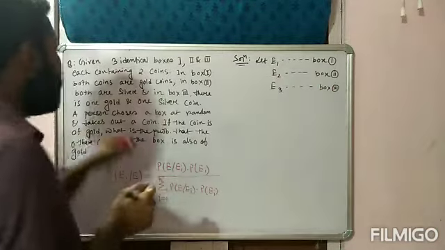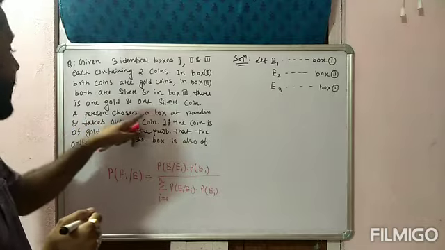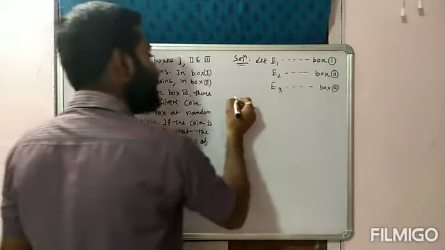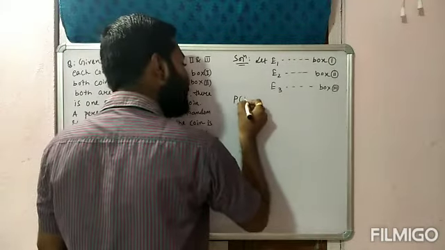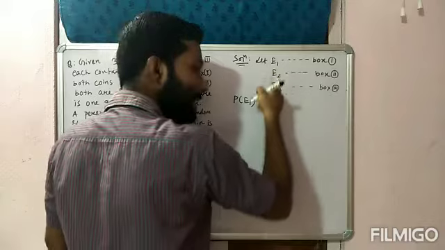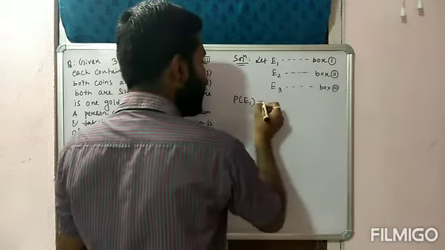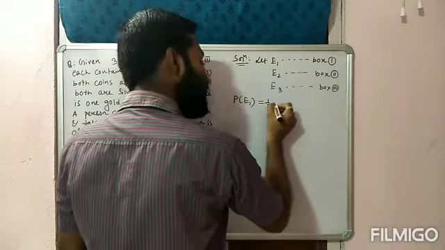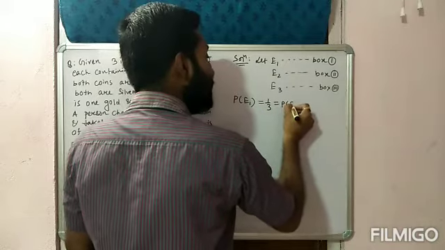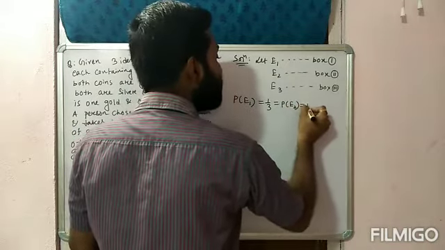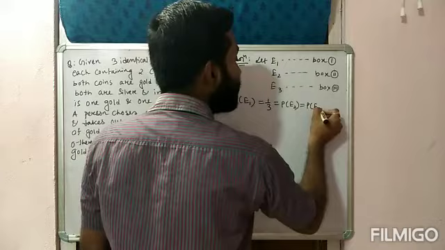Okay, so first of all the person will select a box. So that means probability of selecting box 1. How many boxes are there? 3. Out of 3, if you select the first box, then the probability will be 1 by 3. Similarly, probability of E2 is also 1 by 3, as well as probability of E3.